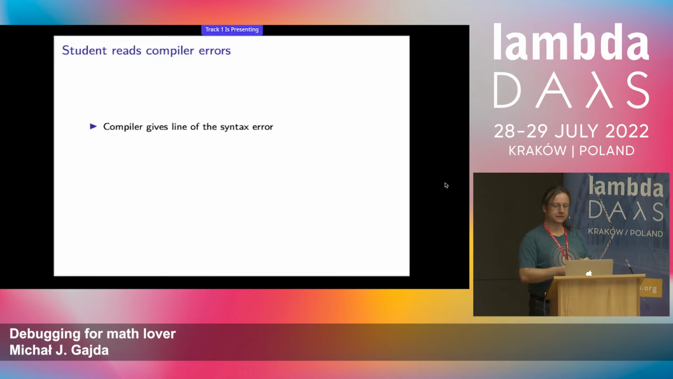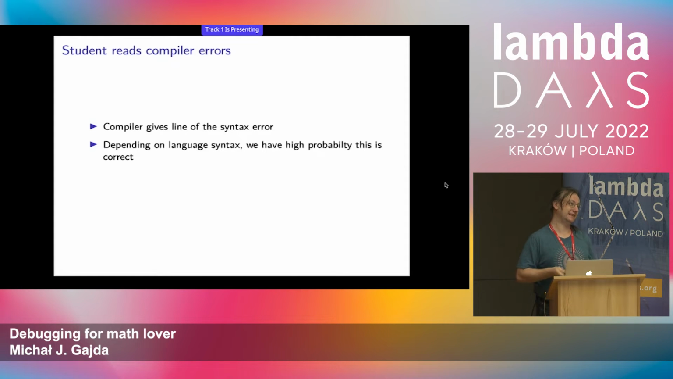Now, when the compiler gives you a line of syntax error, as I said, that's somewhat easier. But again, experience proves that the line may not be the correct line. So depending on how you design language syntax, it may be very easy to attribute the error to this exact line, or it may be 10 lines before. That's one of the difficulties with C family languages that have highly ambiguous syntax, right? A lot of shift-reduce conflicts, such things.